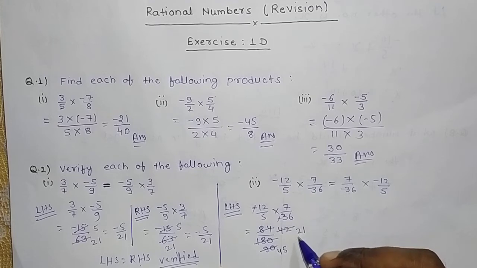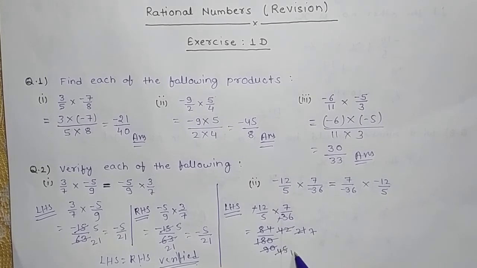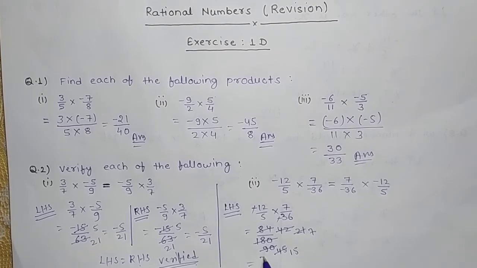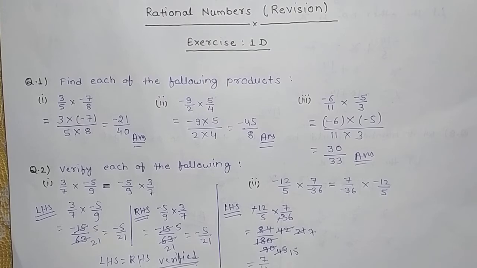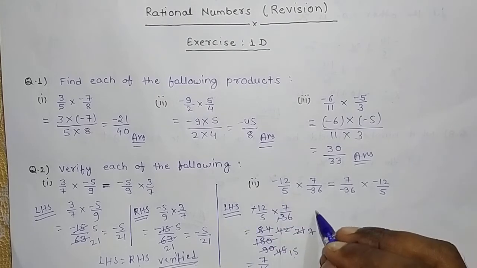Now we can divide by 3, that is 3 7s are 21 and 3 1s are 3, 3 5s are 15. Now the 7 by 15, this is 7 and this is 15. So 7 by 15 is the complete solution of LHS part, that is 7 upon 15.